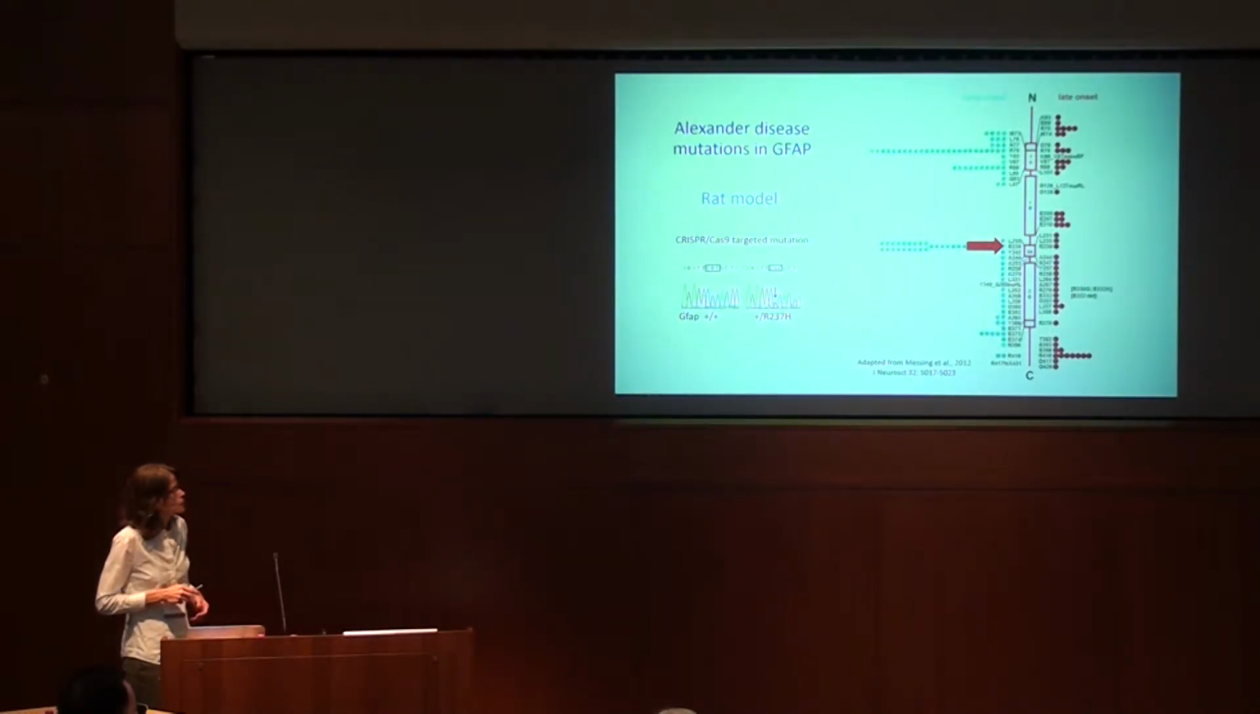And so we can target specific nucleotides, and this is showing a DNA sequence, and the nucleotide change that we've made results in an arginine at position 237 changing to histidine. So I'll refer to this mutation a few times throughout the talk. But it's the same arginine as this 239, just in the rat sequence. It's offset by a few amino acids that are missing from the beginning of the protein, but it's the same arginine.